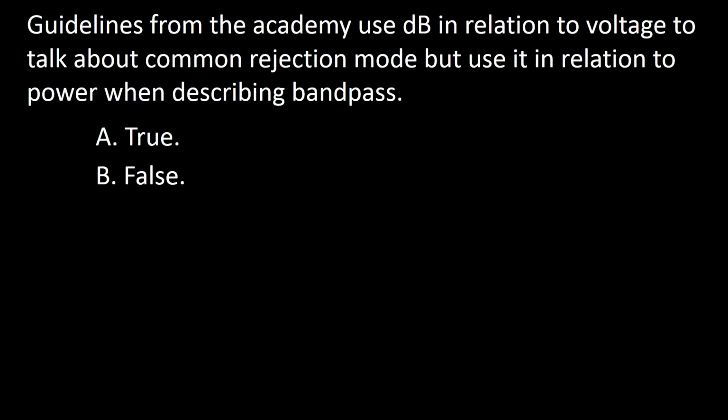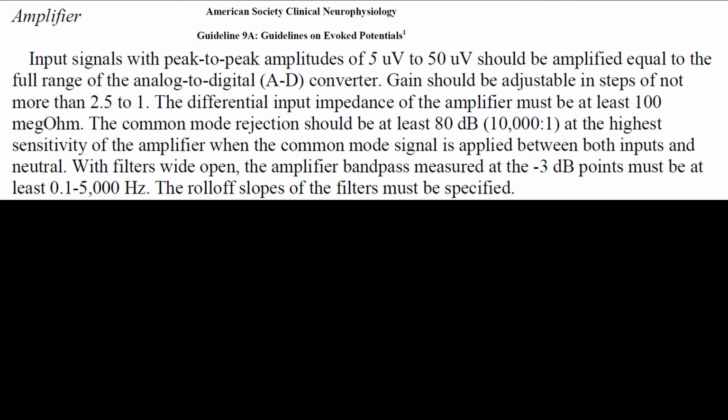Next question. Guidelines from the Academy use dB in relation to voltage to talk about common rejection mode, but use it in relation to power when describing bandpass. A true, B false. The question that you're answering is not meant to increase confusion, merely to help you understand the guidelines from the American Society of Clinical Neurophysiology. In this frame, I have put a segment of those guidelines. I like to call your attention regarding common rejection mode, that is a quality of differential amplifier to which I will refer later on in this talk, but for now, I just want you to look at the numbers.